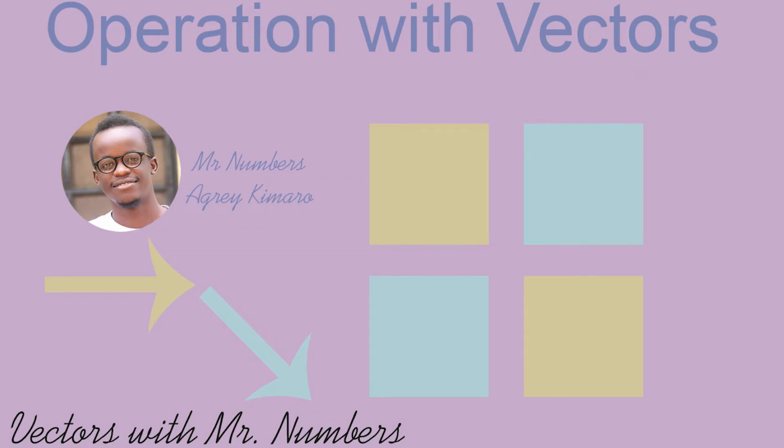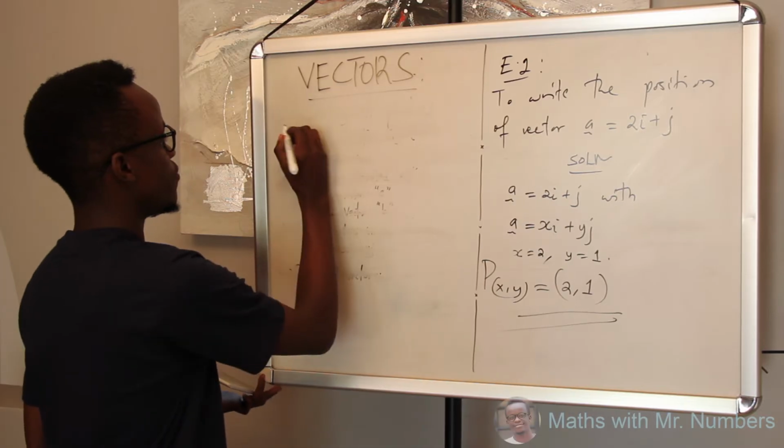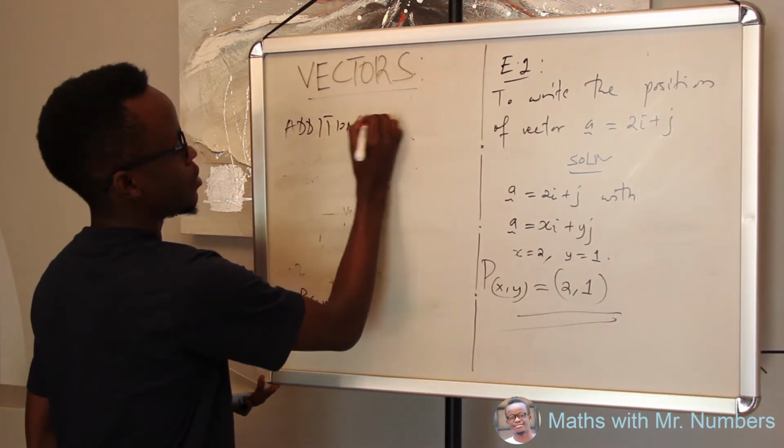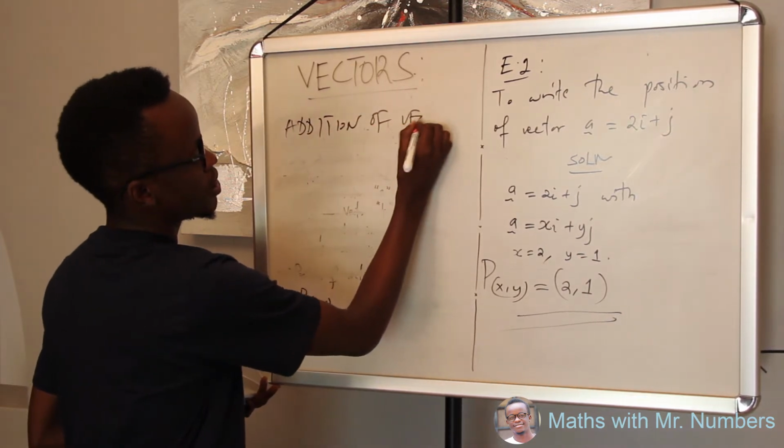After discussing the position of given vectors, we are going to discuss operations under vectors. These operations include addition, subtraction, multiplication. Addition of vectors.